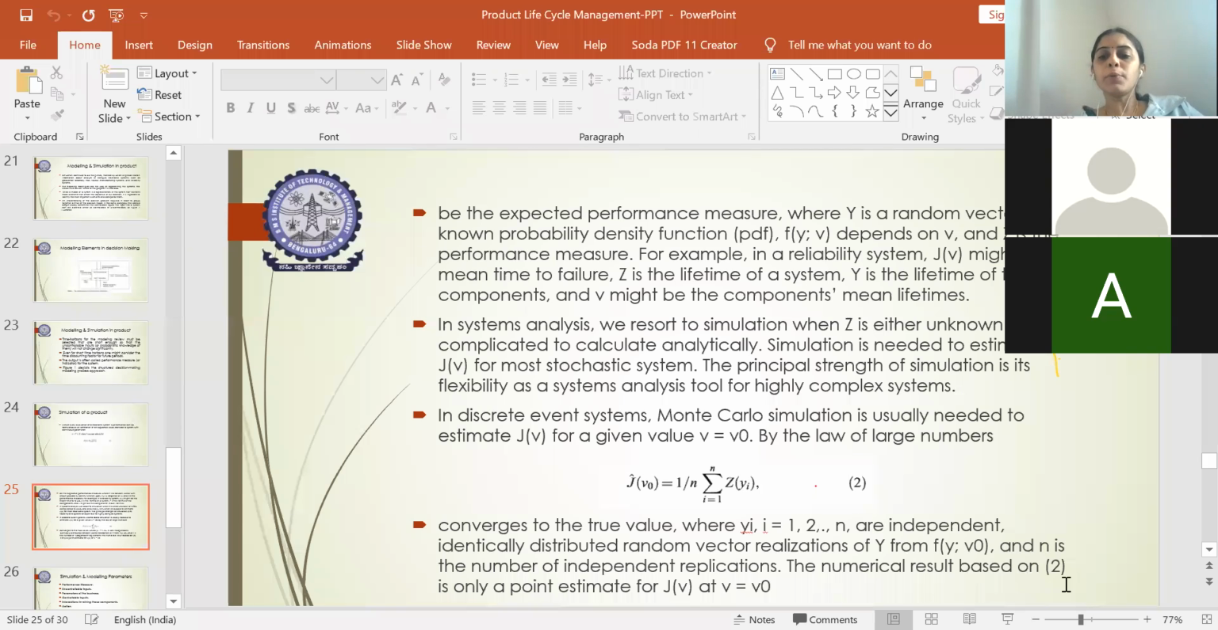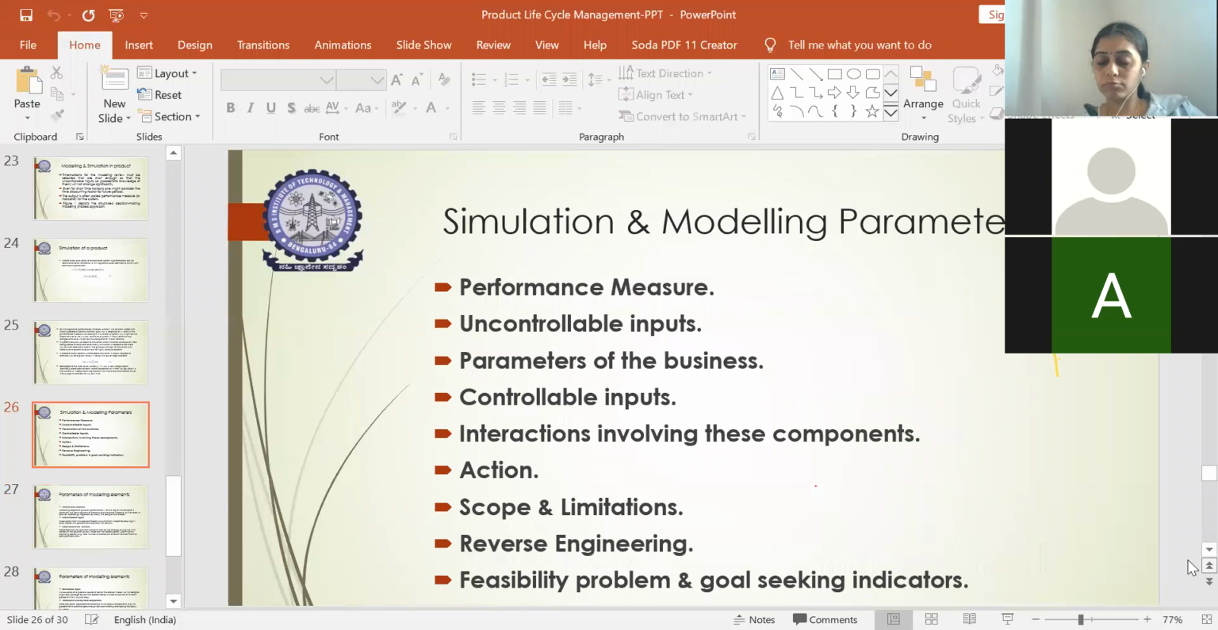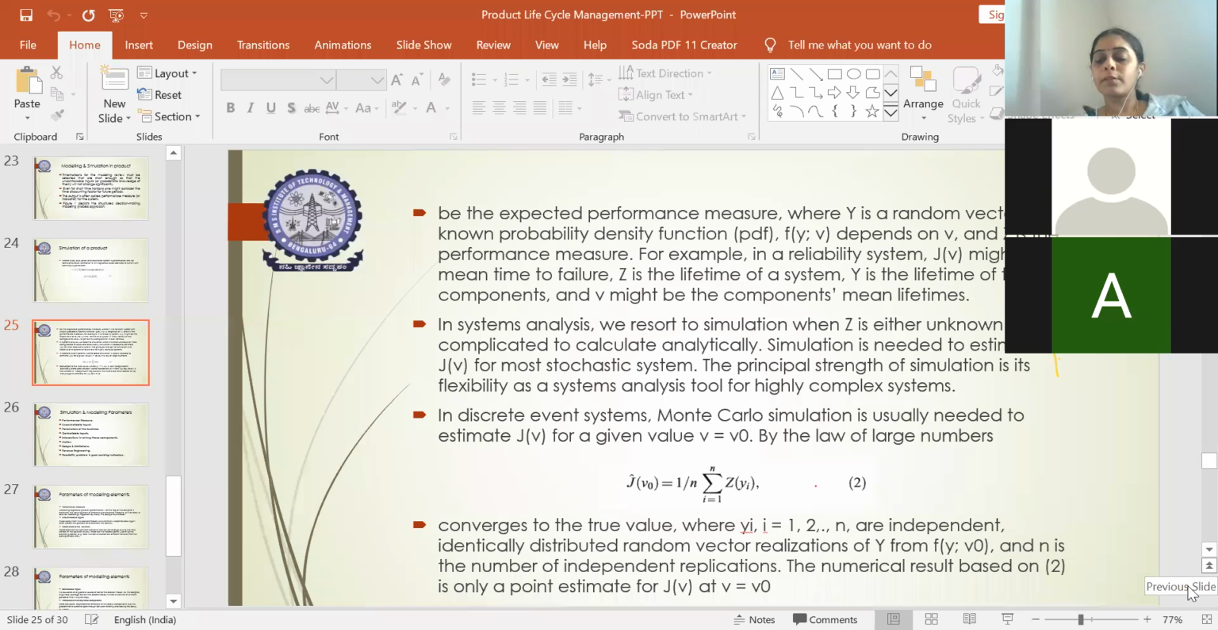Numerical result based on equation 2 will estimate the value of J of V at V equal to V naught. This is just a basic equation, no need to go much more in depth. Just speak about the simulation, general equation and the Monte Carlo simulation, that is more than enough.